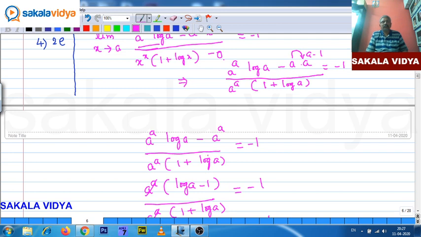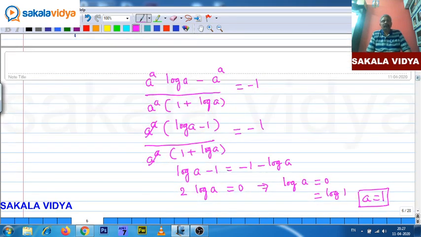So, a to the power of a by a to the power of a into 1 plus log a to the power of a is taken common out. So, we have now log a minus 1 by 1 plus log a is equal to minus 1. Cross multiplication, we get log a is equal to 0, 0 means log 1, so a is equal to 1.